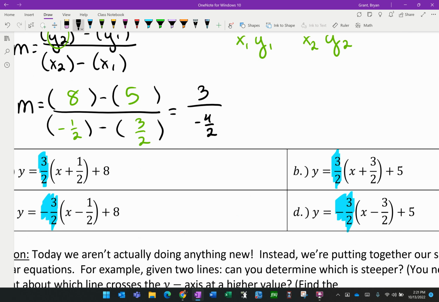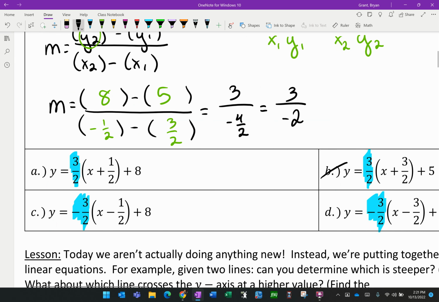You'll notice that this doesn't seem to match any of our slopes in blue. Oh, but we should probably simplify this, shouldn't we? Negative 4 over 2 is just a fancy division problem. It means negative 4 divided by 2, and that is negative 2. So we can go through and we can say, oh, okay, well, we know our slope is negative 3/2. I think that eliminates options B and A.